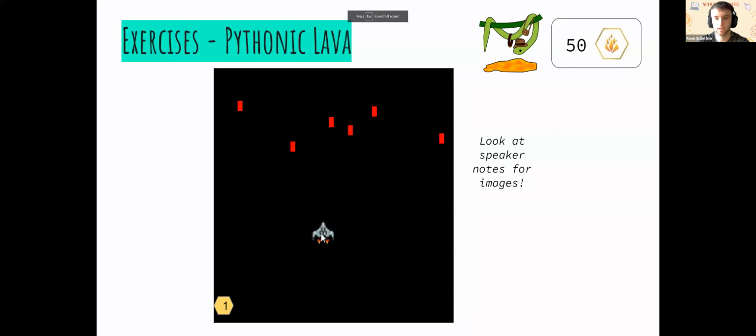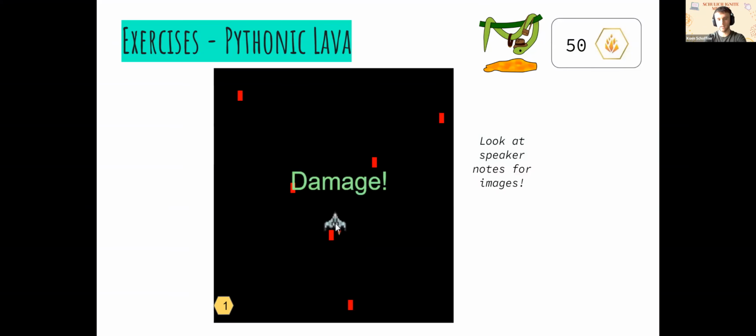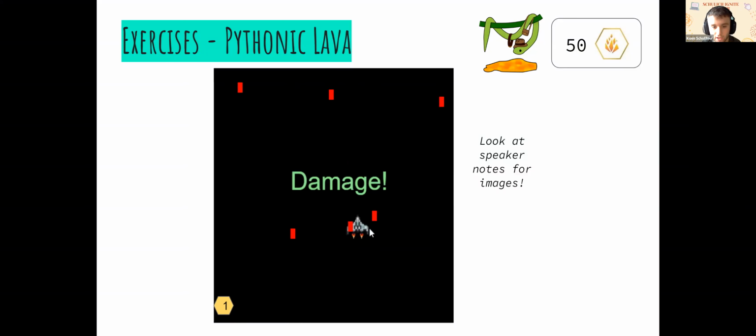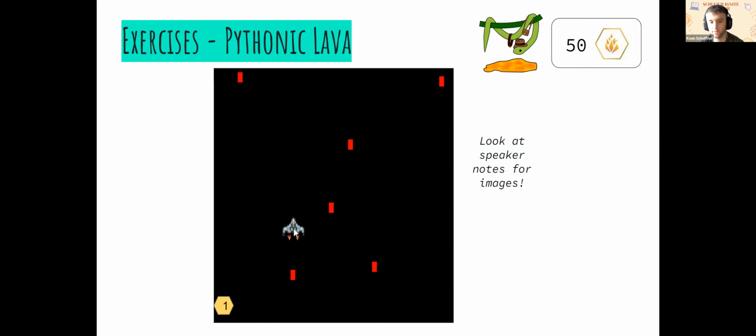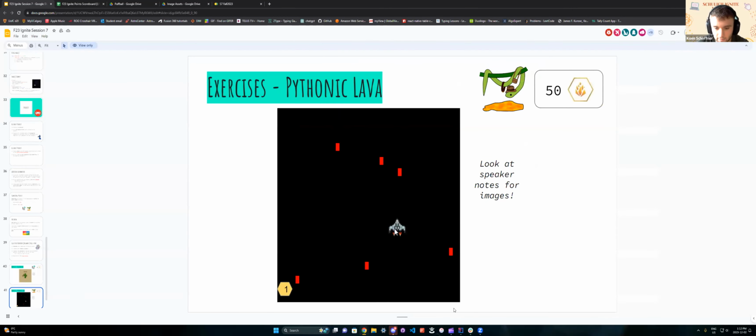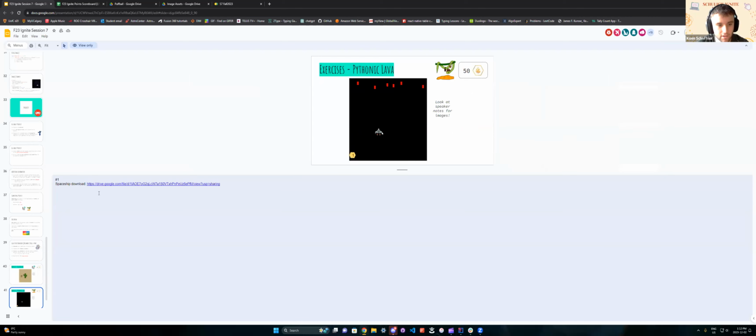For Pythonic Lava, you're creating a little spaceship flying through space, just trying to dodge the little red, let's call them asteroids. It follows your cursor. Anytime the spaceship gets hit, damage appears in the middle of your screen. Again, the speaker notes here at the bottom have the links to the images, or at least the images for the spaceship.